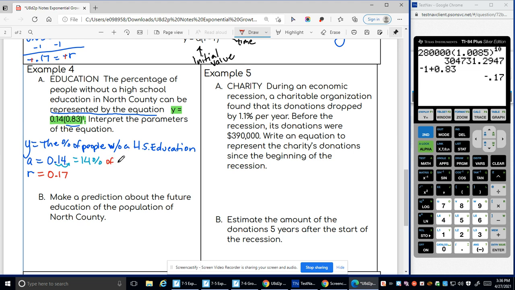of the people, with, it was actually of the population, right? Sorry. So it was 14% without the high school education. Right. Our rate was 0.17.